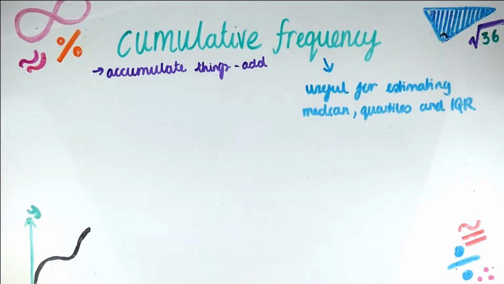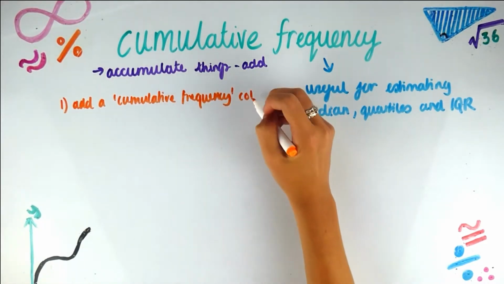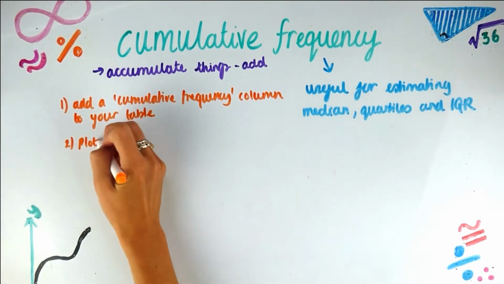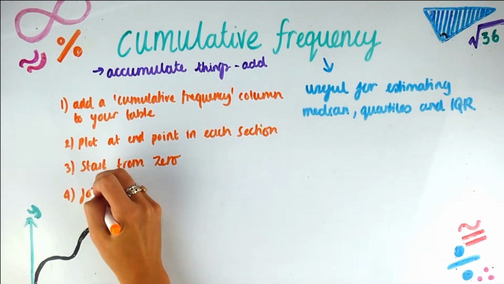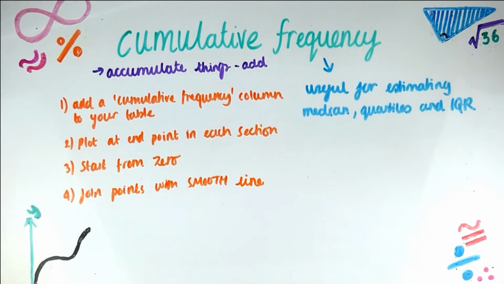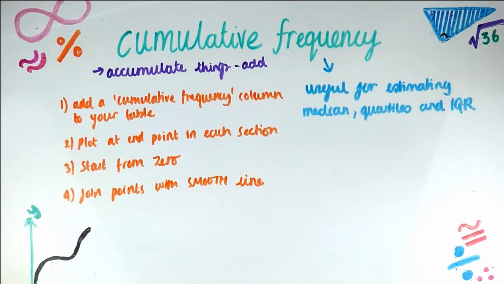First, I'm going to run down the steps that you should do if you're asked to draw a cumulative frequency graph. Here is the first point, and it says add a cumulative frequency column to your table. We'll give you a table of data, and then you need to add this cumulative frequency column, which is a column where you just keep adding things up. We'll see that nicely in an example.